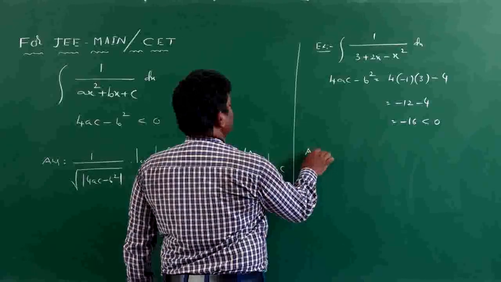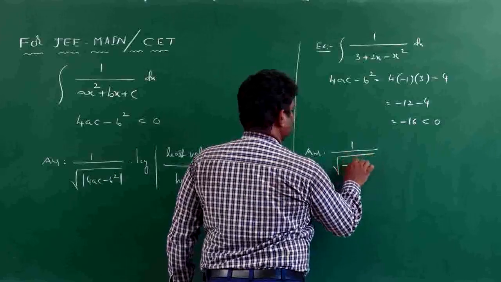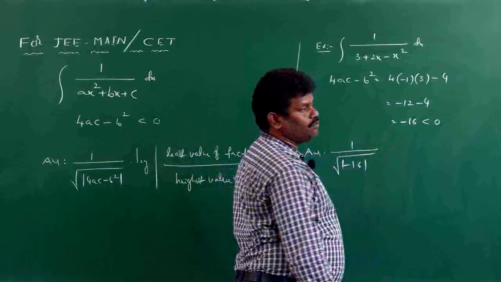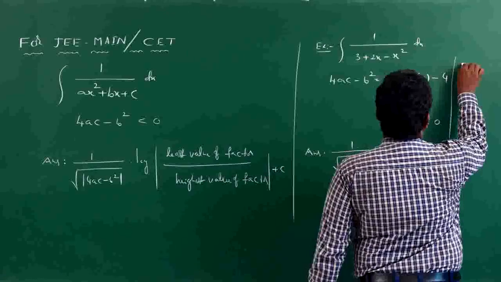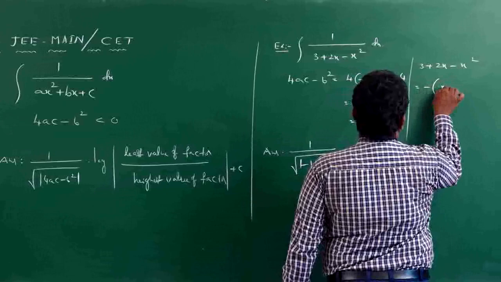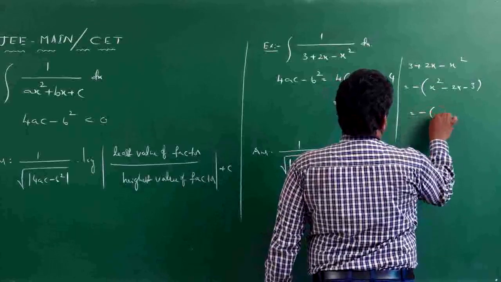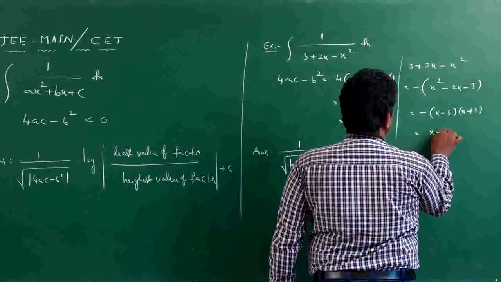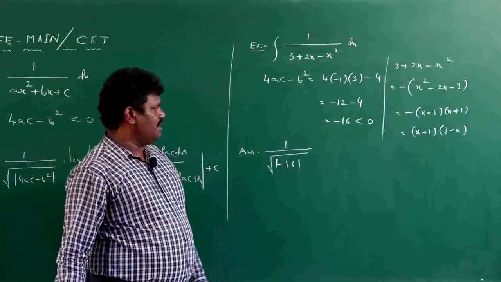So the answer of that given integral is 1 by square root of mod of minus 16 into... but here, if you want to find the factors, first we find the factors of that given value. So 3 plus 2x minus x square. If you want to find the factors, x square minus 2x minus 3, you get the factors x plus 1 into 3 minus x.